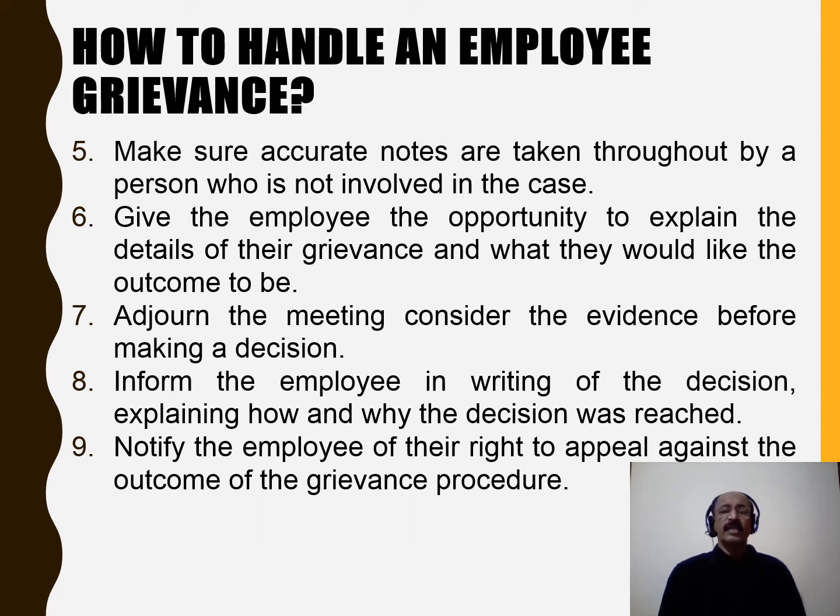Adjourn the meeting and consider the evidence before making a decision. So close the meeting and look at the evidence. And don't make a decision immediately. Discuss it with your managers also. Then only go for a solution. Inform the employee in writing of the decision, explaining how and why the decision was reached, and notify the employee of the right to appeal against the outcome of the grievance procedure. So you can also tell them that this is what we would like to solve. If you don't accept it, you can always go for an appeal to a higher authority.